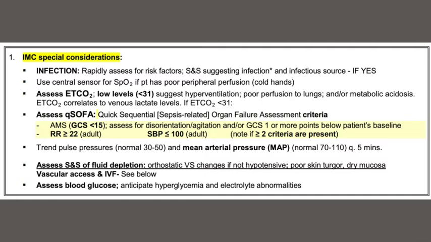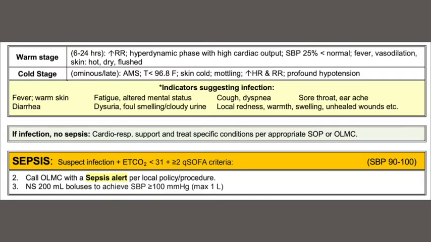And then also we need to assess their glucose. These patients are going to have hyperglycemia. All shock states tend to lead to an increased glucose level. So they further divide sepsis into a warm stage and a cold stage. So the warm stage they're saying is between 6 and 24 hours. They're going to have an elevated respiratory rate, and they're going to have a hyperdynamic phase with high cardiac output.